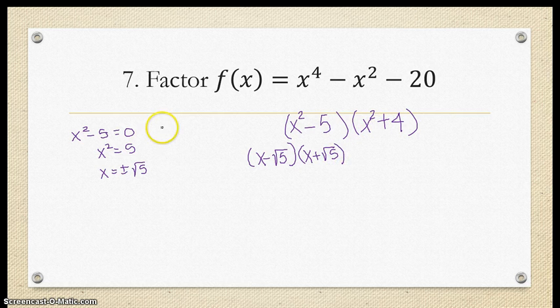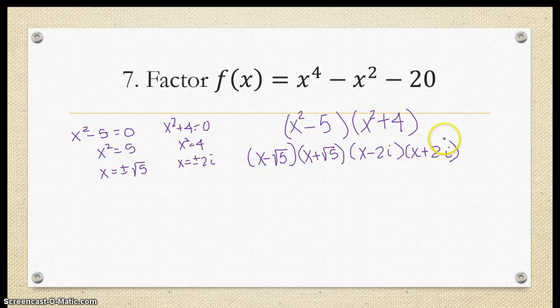This x squared plus 4, when I set that equal to 0 to find the zeros, I get x squared equals negative 4. So x is equal to plus or minus 2i. So those factors are going to be x minus 2i and x plus 2i. Those are my 4 factors. You do have 4 zeros as well, which are listed over here.